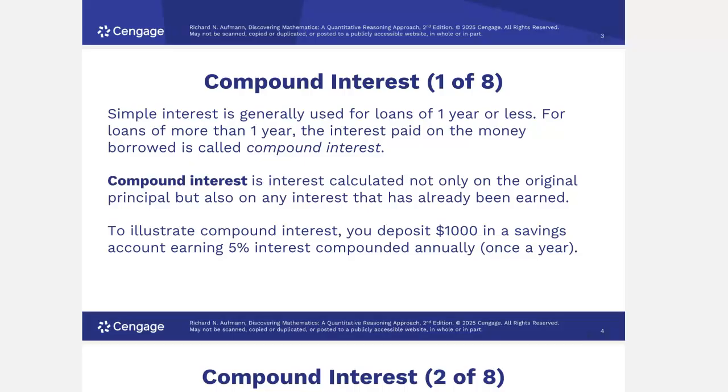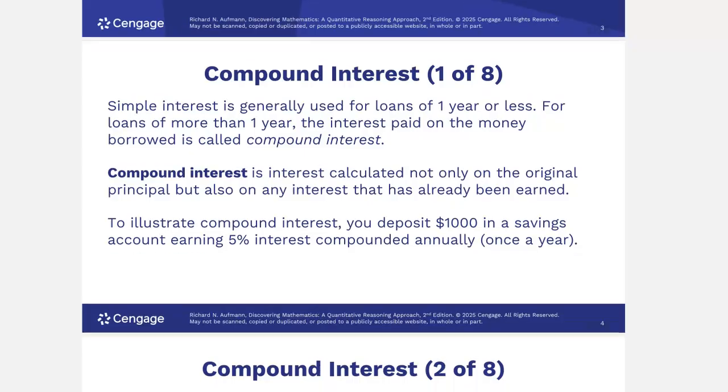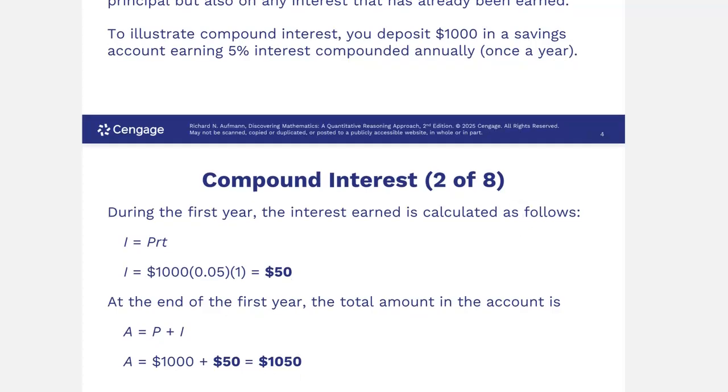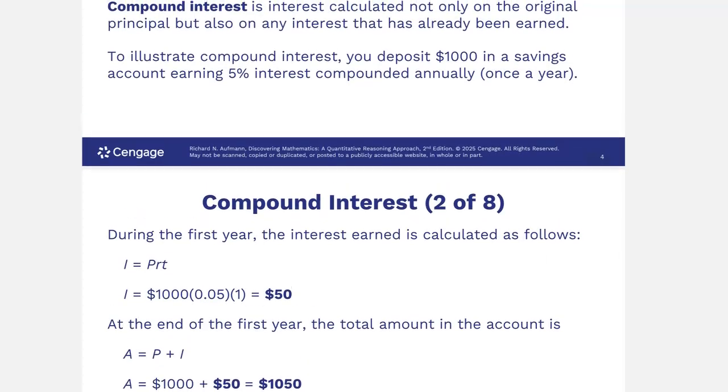So let's say you're having a savings account somewhere. Most savings accounts at banks are going to have compound interest, and the compounding period is going to be a little different depending on what bank you have. So let's illustrate this idea of compound interest. Let's say we deposit $1,000 in a savings account that earns 5% interest compounded annually. So it's going to be compounded once a year.